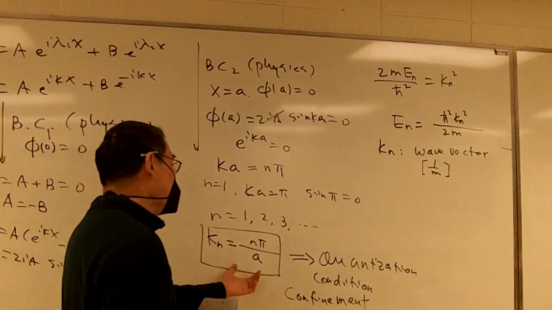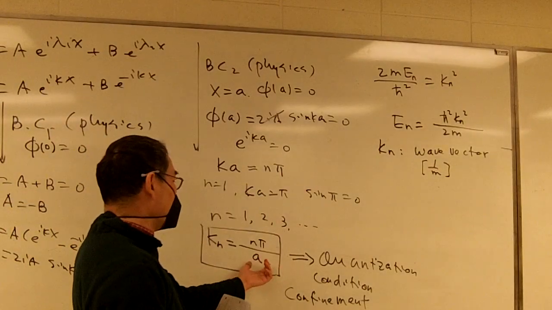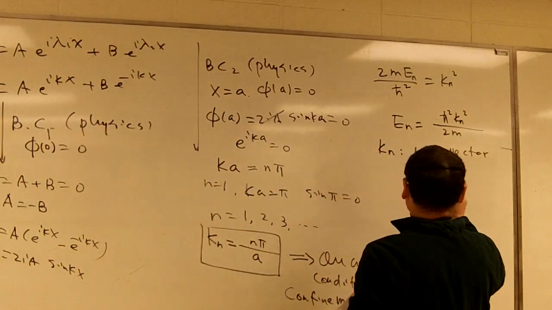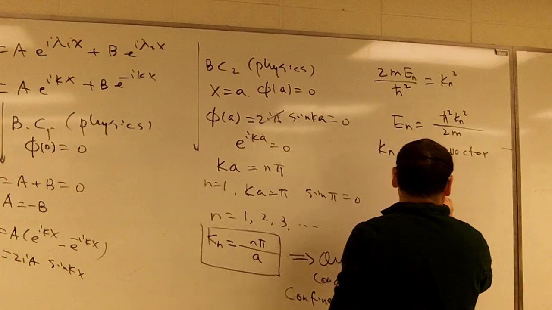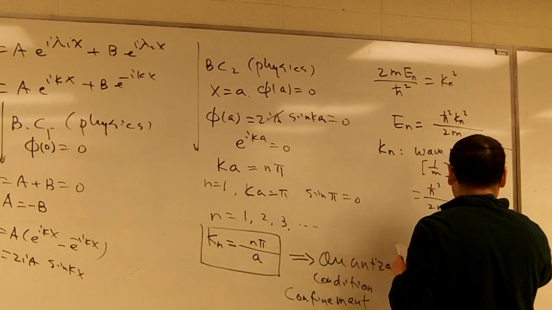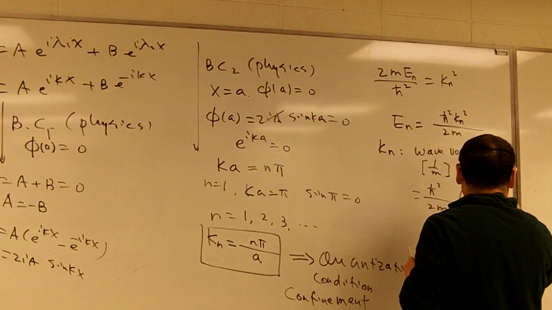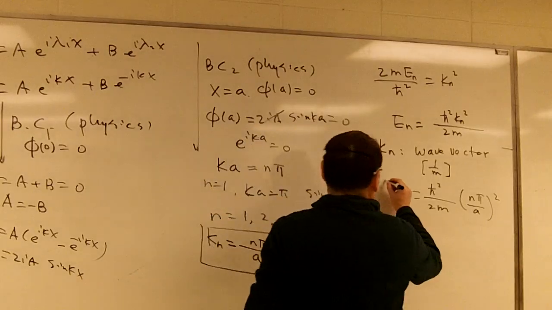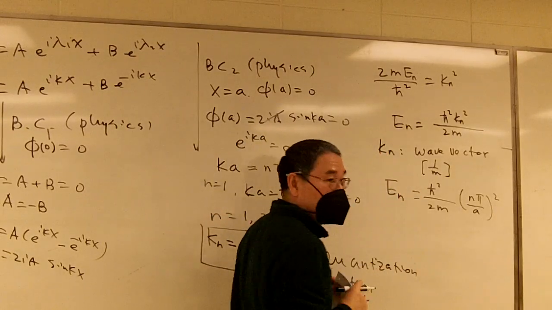Now, if you want to write a complete expression directly, you can plug this one into that equation. It's a little bit bulky here, which you may not like, but if you wish, I can plug it in. Then n pi divided by a. And this is the quantization energy.